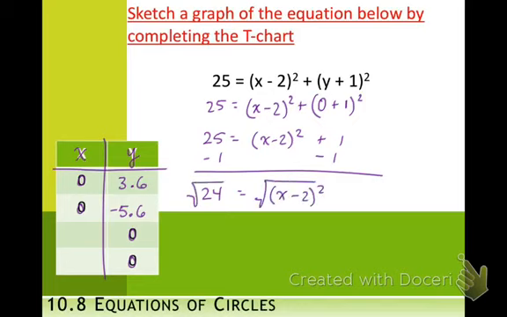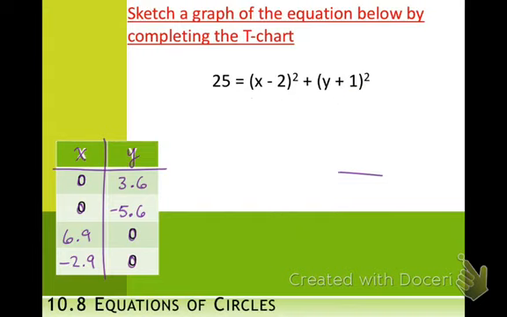If I square root both sides, I'm left with the positive square root of 24 and the negative square root of 24. Over here, I'm left with x minus 2. So I will have to add 2 to both of these to get the x alone. If I approximate this, the square root of 24 is around 4.9. So 4.9 plus 2 is positive 6.9, and negative 4.9 plus 2 is negative 2.9. So I've got 4 points now. I've got 4 zeros. Let's throw this puppy on a graph and see what happens.